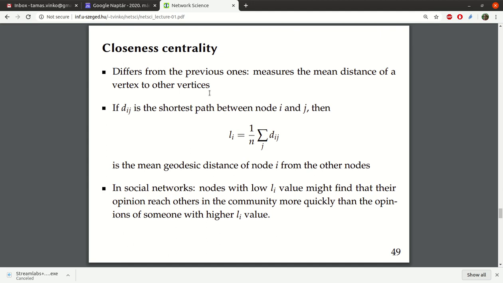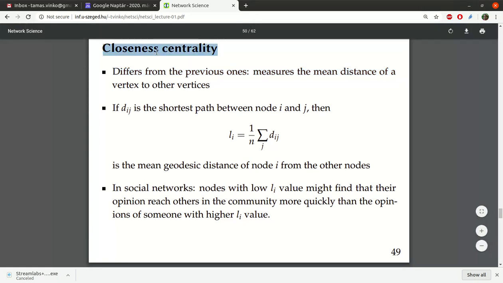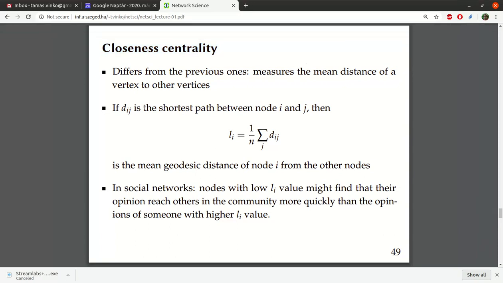So in the following, we are going to deal with other two metrics, which are definitely different from the previous ones, because now with these ones, we are going to take into consideration shortest paths between the nodes. And the first one is going to be closeness centrality, and the next one is going to be betweenness centrality.